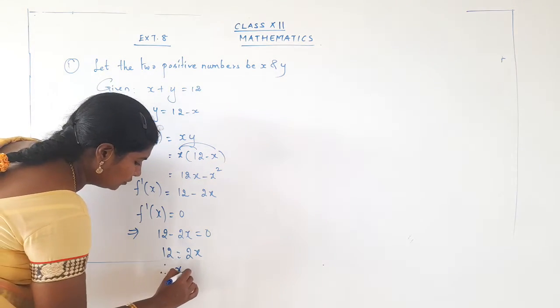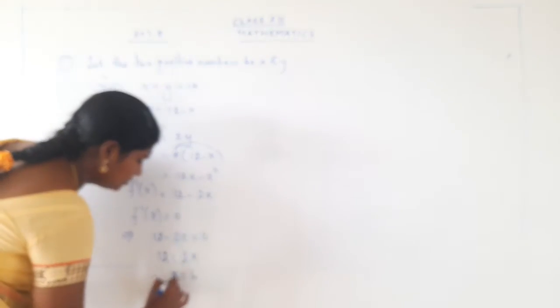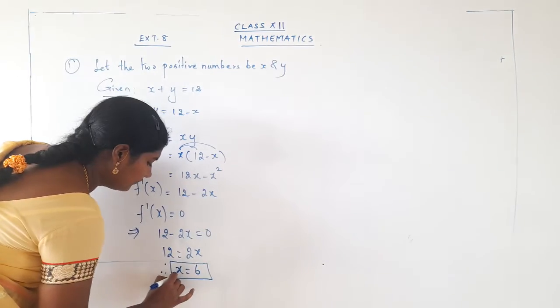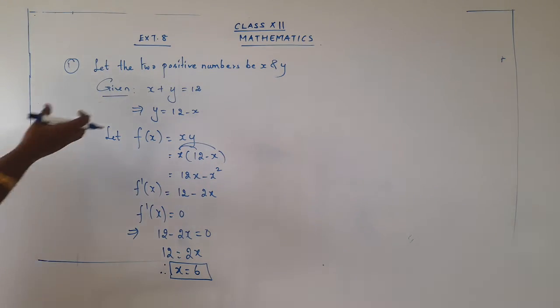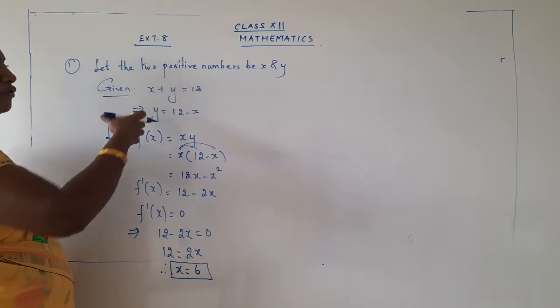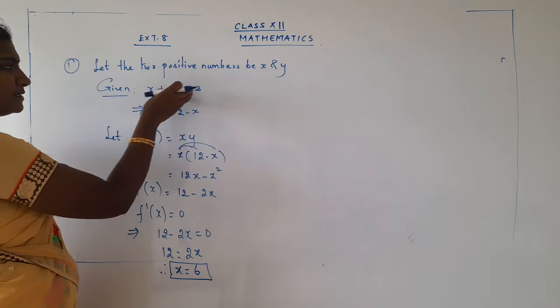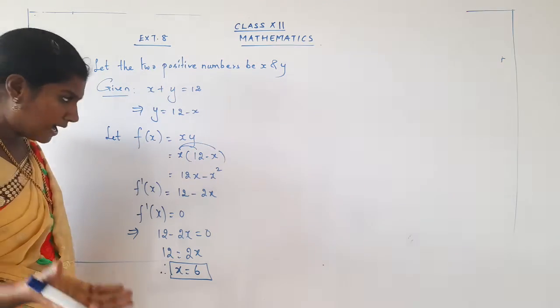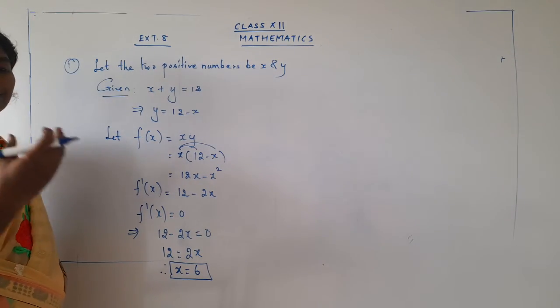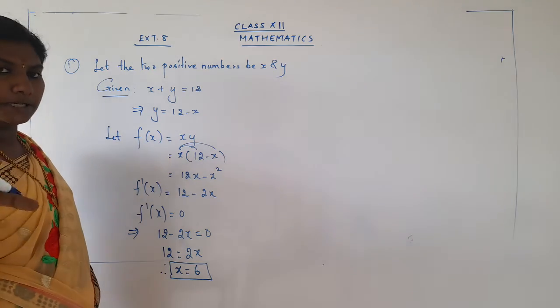Therefore, x is equal to 12 upon 2, which gives you 6. So we have found the value for x, that is the critical value. What we have done is, we have a condition that the sum of the two numbers is 12. So we have taken x plus y as 12, and from the given part, we have found the value for y. And we have to find out what the function is in the particular question.